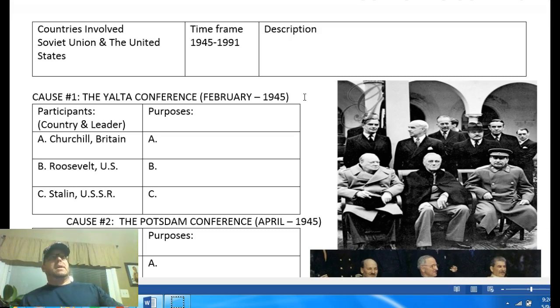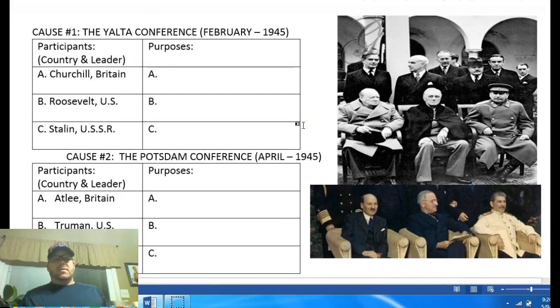Kind of promised to have free elections and whatnot, but they didn't. And the argument that they used, that Stalin used, was that they needed to have a giant buffer zone against future Western aggressions, right? So that's basically what's going on in these two conferences.